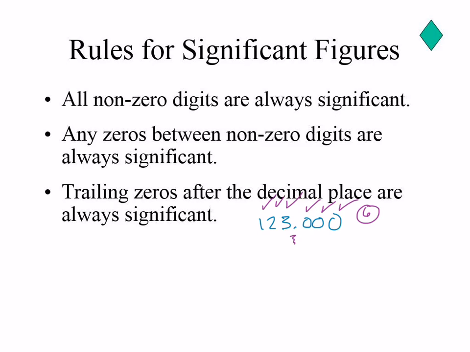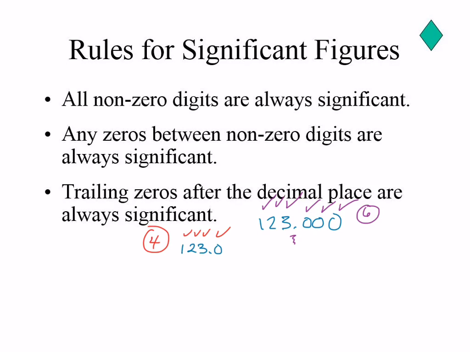Oh, did you have a question? Trailing meaning 2 or more? Trailing, no, it could just be 1. That's a good question. I could do another one. 1, 2, 3.0, and then I would have 4 sig figs. 1 or more. Yep.